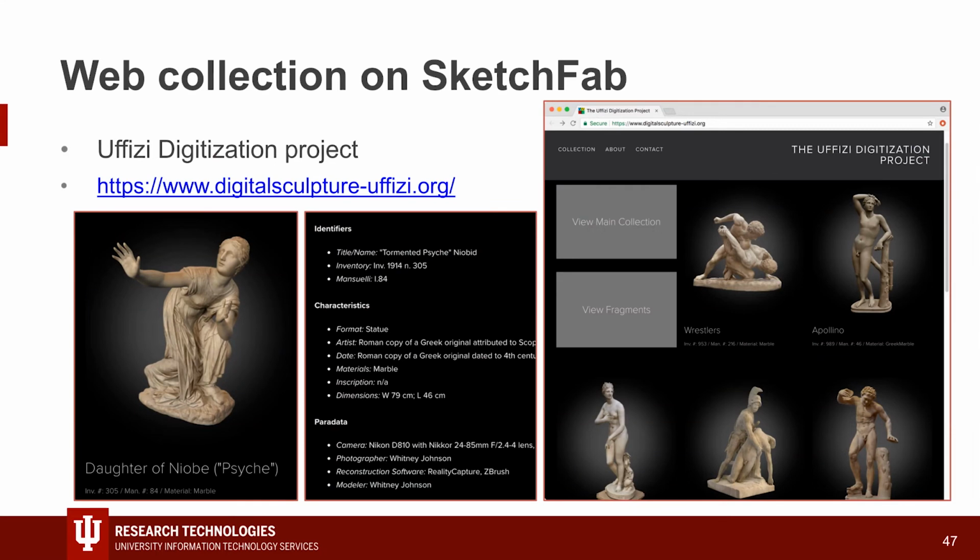And other people have written papers, so I don't have to go into it. This is where they've got the identifiers. Paradata, this is the only what I would call metadata. They have the camera, the photographer, the reconstruction software, and then the modeler. And I feel like that's not maybe enough, but we're struggling right now with deciding what we're going to reveal on the Lily site.